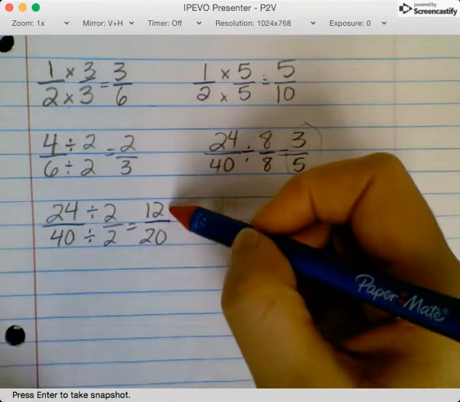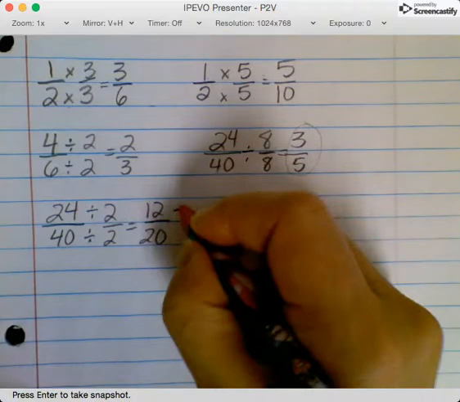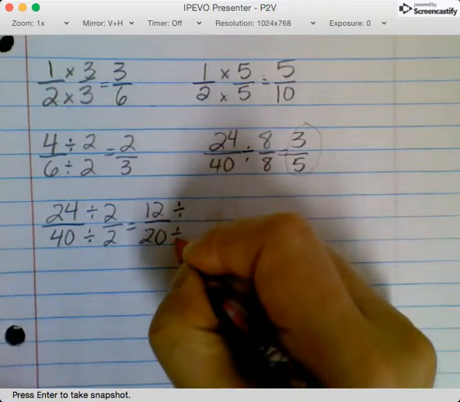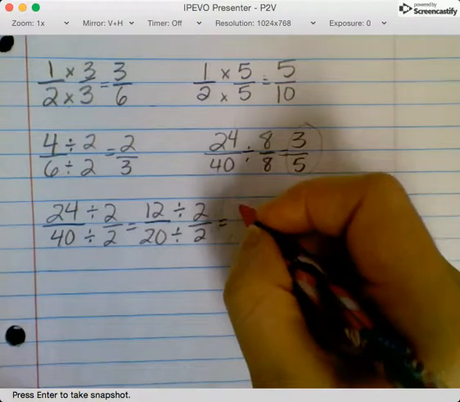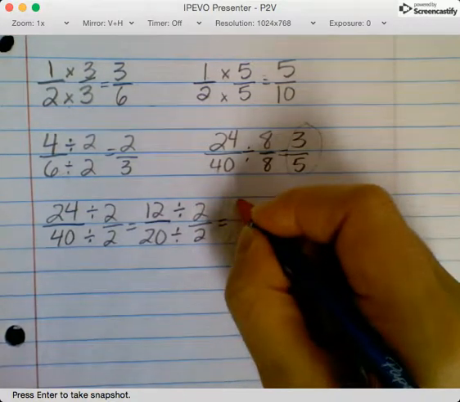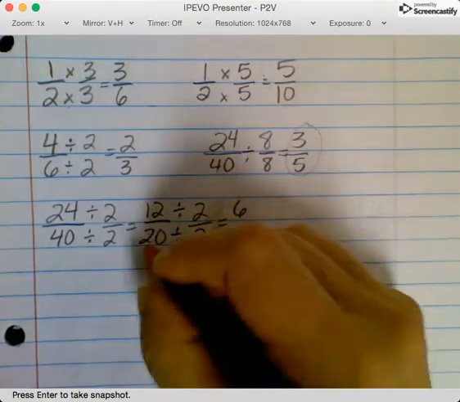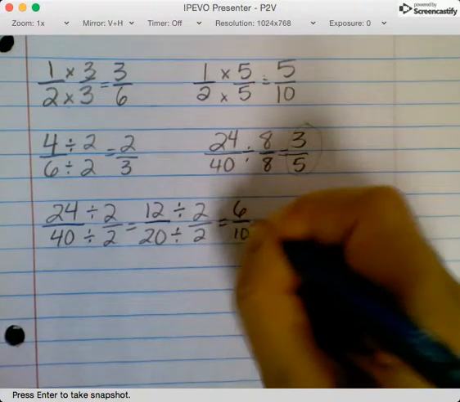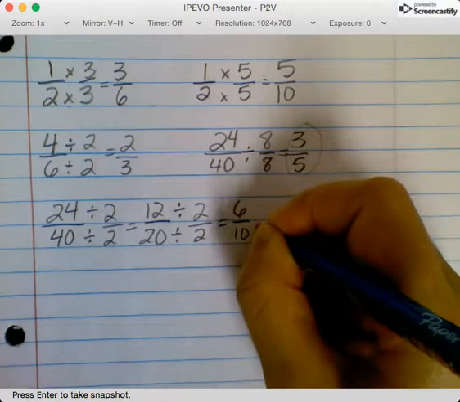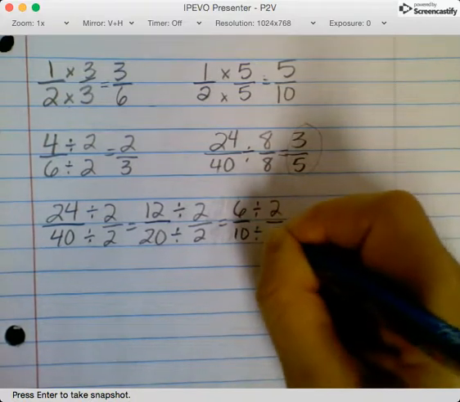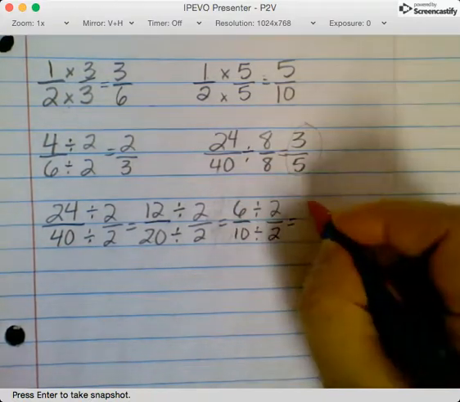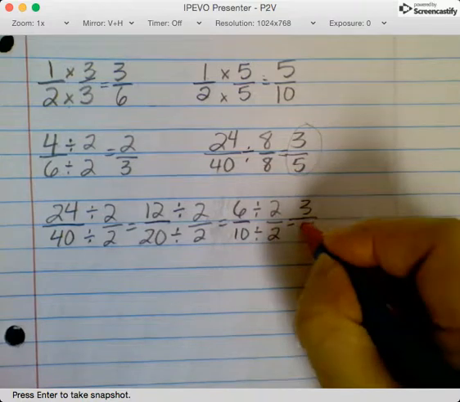If I want to put it in simplest form, then I could keep dividing. So I could divide both of them by 2. 12 divided by 2 is 6. 20 divided by 2 is 10. And I could divide by 2 again. 6 divided by 2 is 3. 10 divided by 2 is 5.